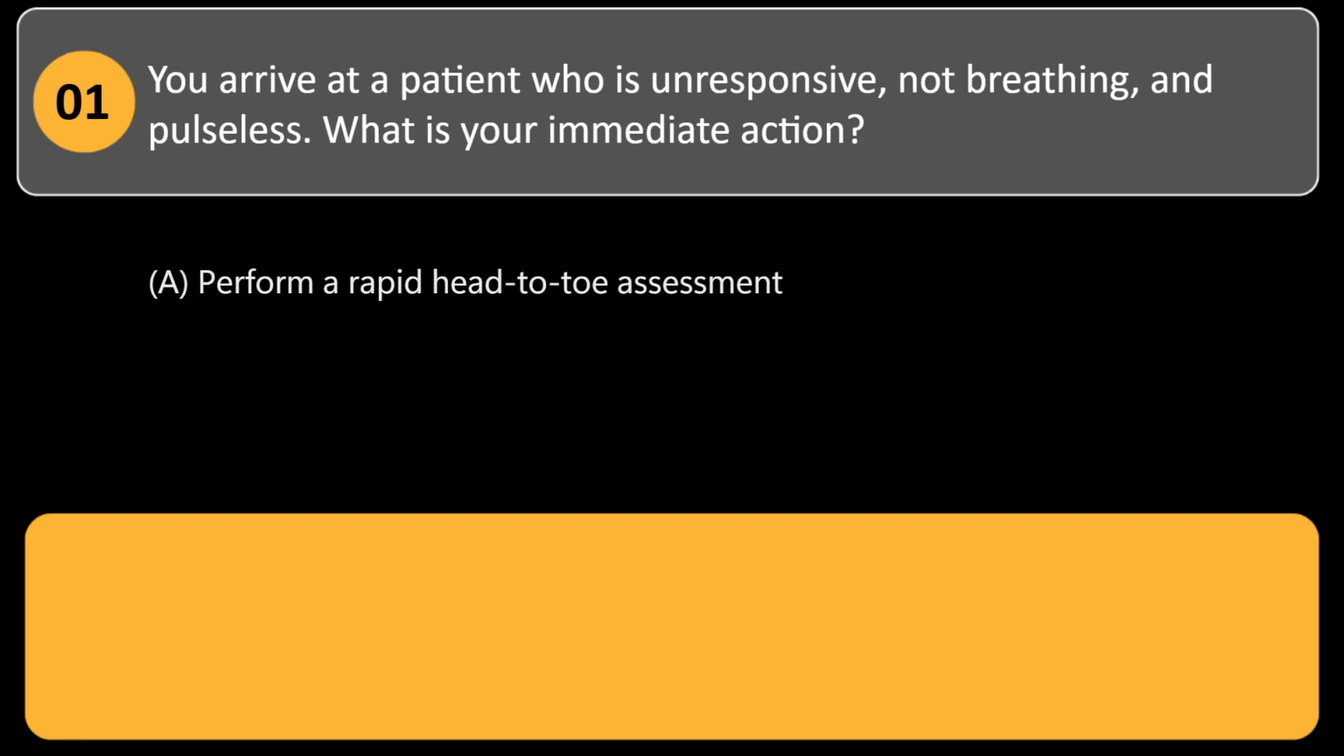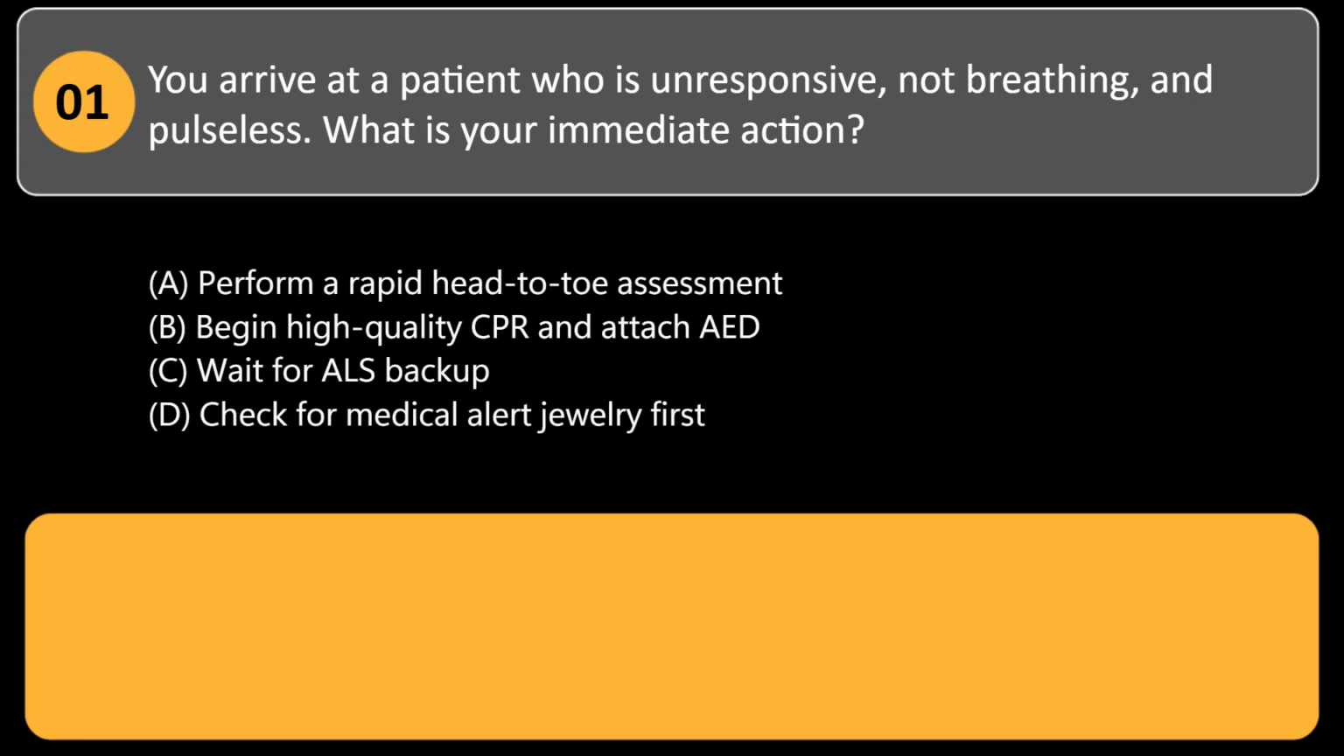You arrive at a patient who is unresponsive, not breathing, and pulseless. What is your immediate action? A. Perform a rapid head-to-toe assessment. B. Begin high-quality CPR and attach AED. C. Wait for ALS backup. D. Check for medical alert jewelry first.